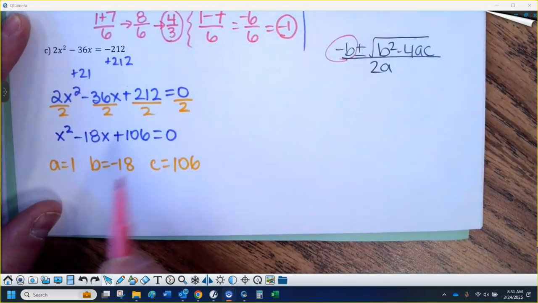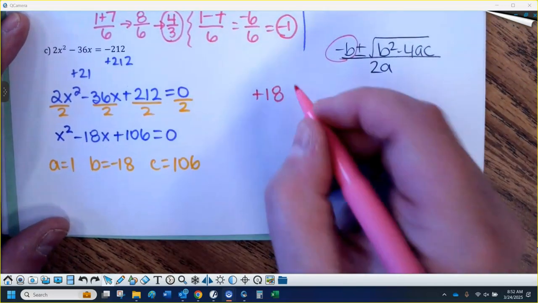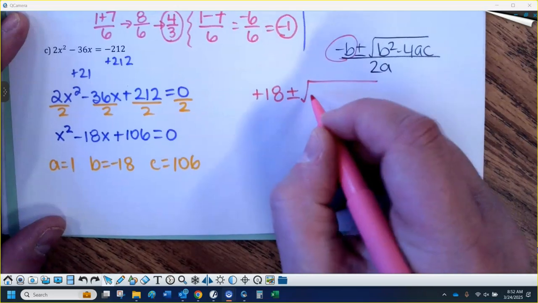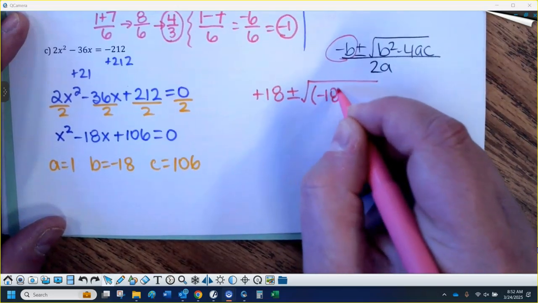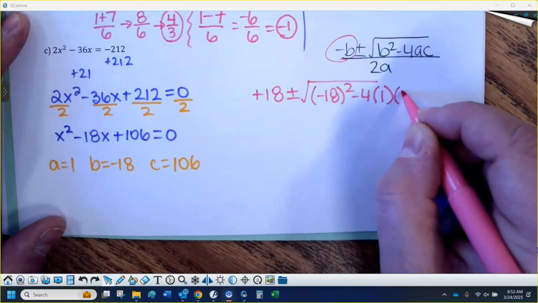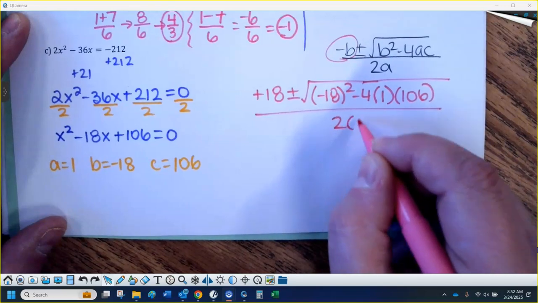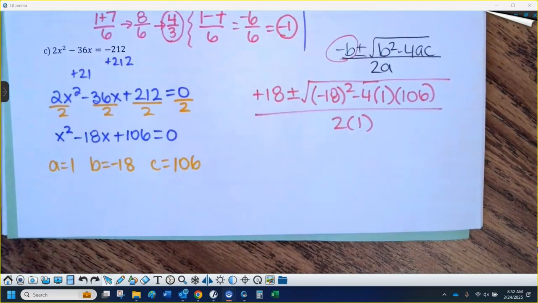This is -18, so the opposite of that would actually be a positive 18 out in front, plus or minus square root, -18 squared, 4 times my a value, which is 1, times my c value, which is 106, everybody over 2a, which is just going to be 2 times 1.